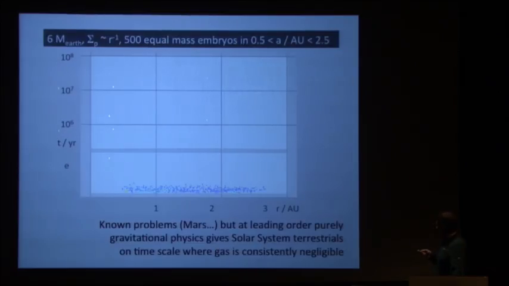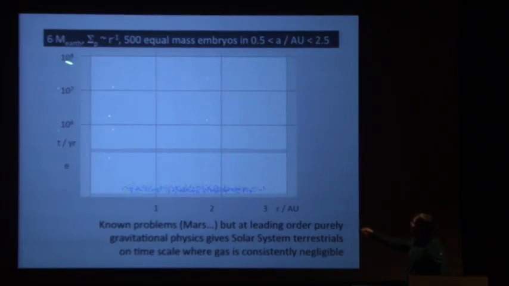So let's first of all discuss the terrestrial planets. This is a very simple calculation. What we've done here is just take a region of the inner disk, 1, 2, 3 AU here, and laid down a few Earth masses of relatively large bodies, here distributed in 500 equal mass objects, with some particular surface density profile away from the star.